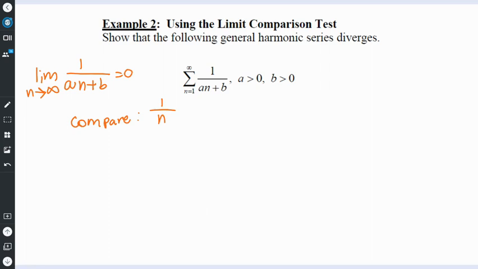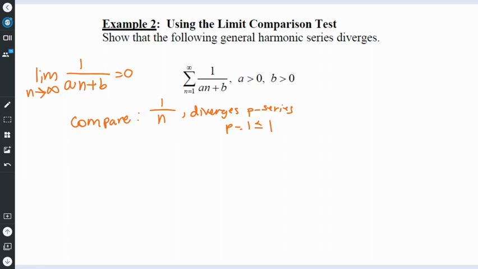What do we know about 1 over n? Converges, diverges? Diverges. Why? Because p is equal to 1. Good, by the p-series, right? p equals 1, which is less than or equal to 1. So when p is less than or equal to 1, it diverges, right?